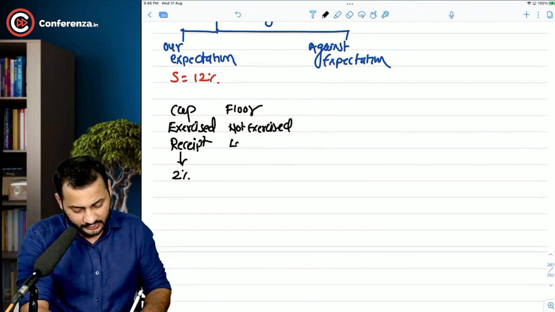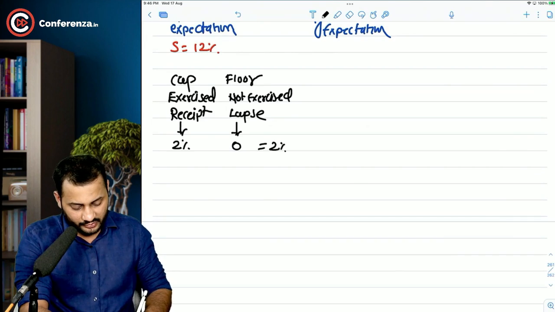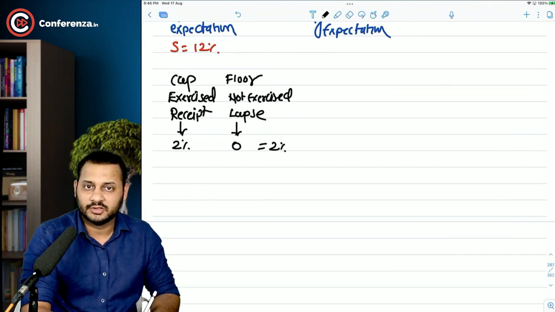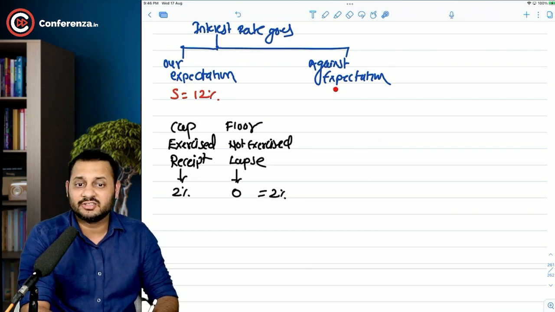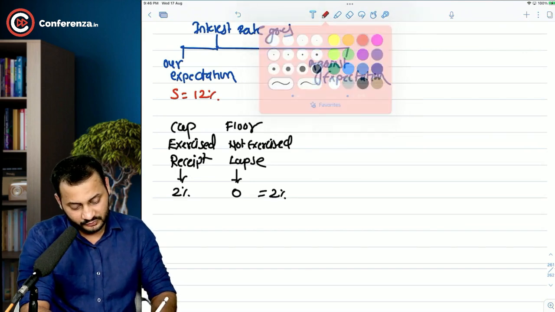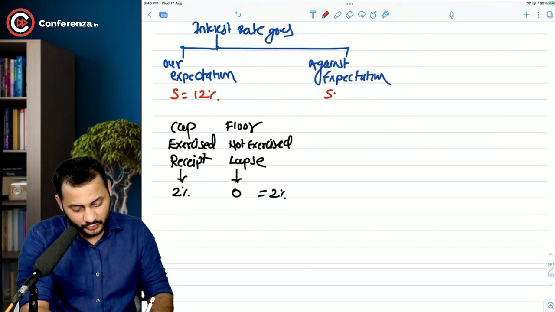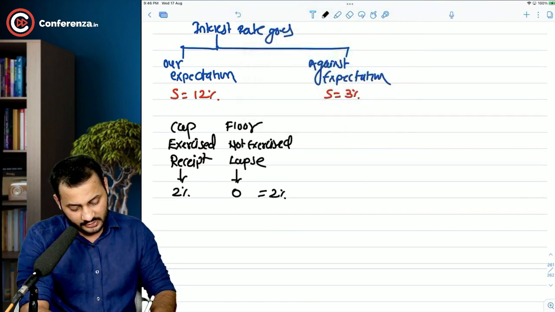So what will happen to this? It will lapse and there is no cash outflow or inflow in this. So what will happen at the end is you have a profit of 2%. But if the rate does not go according to your expectation, then bad things will happen to you. Just imagine if the rate goes to 3%. If the rate goes to 3%, cap and floor, your cap option will lapse.